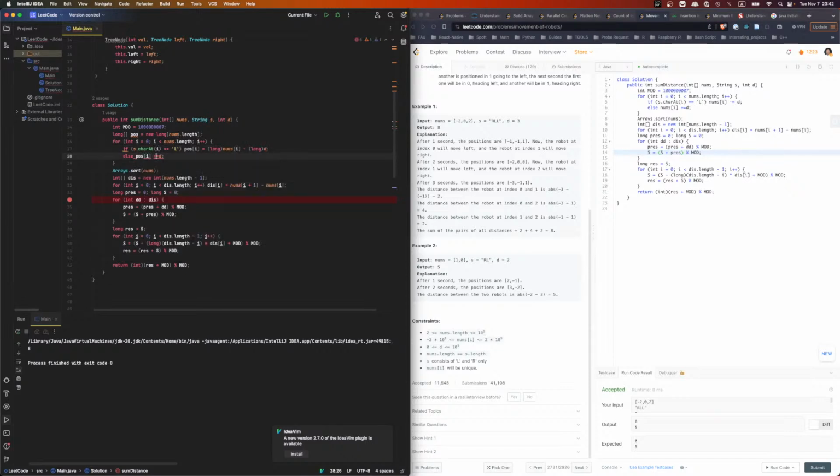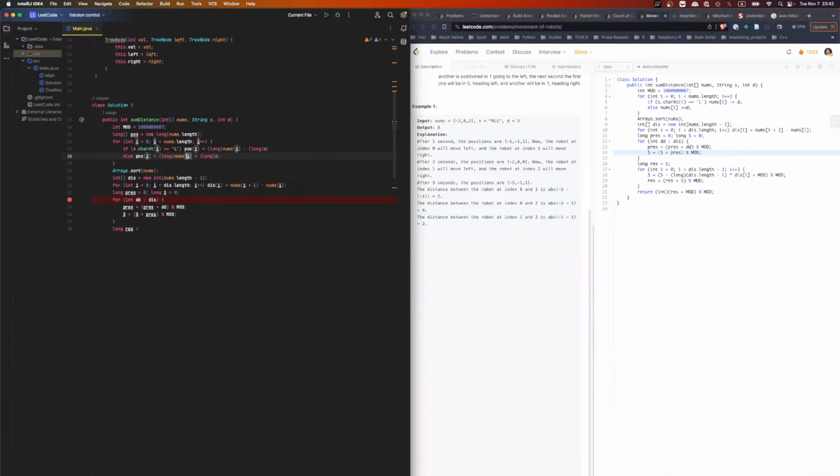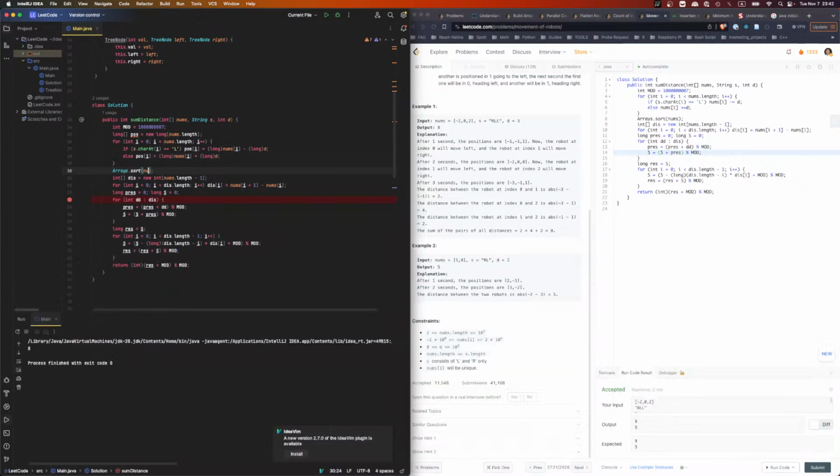Position will equal to nums[i] plus D, but we'll long it. So everything is long. Position is long. Okay, then we need to sort. That's why I have to keep it as is, right? We sort it, and all these become position.